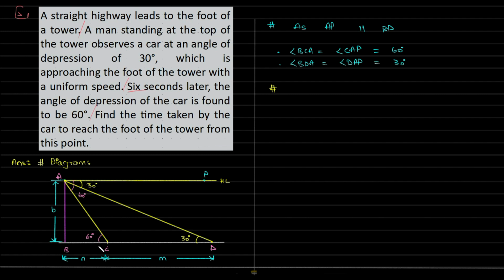Now, see, the only way we can think about solving this is we have to relate N and M, because since the car is moving at a uniform speed, we can just use proportionality and solve it. For that, we need to relate M and N. So for that, we need two equations, is it not? So the first equation we can get from equation 1.